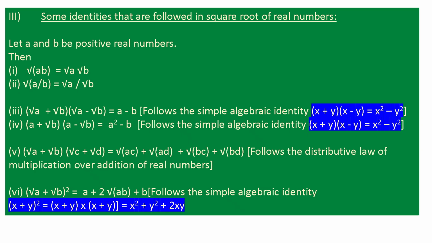The fifth one is root a plus root b and root c plus root d, giving rise to root of ac plus root ad plus root bc plus root bd.